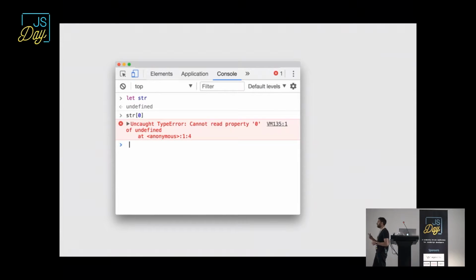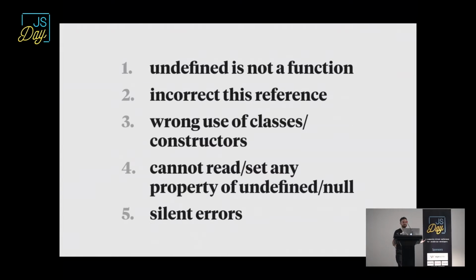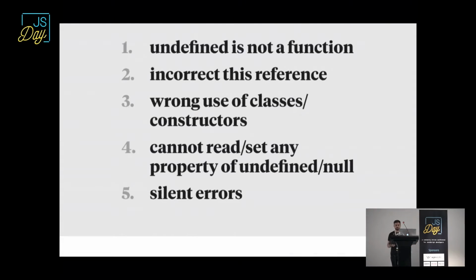But if you define a new variable without defining its value and try to access a property of it, you access a property of undefined, and then you see an error. So yeah, it's kind of tricky. There are many errors. That's a simple list of some of them. As I said, the silent errors are the worst, in my opinion.